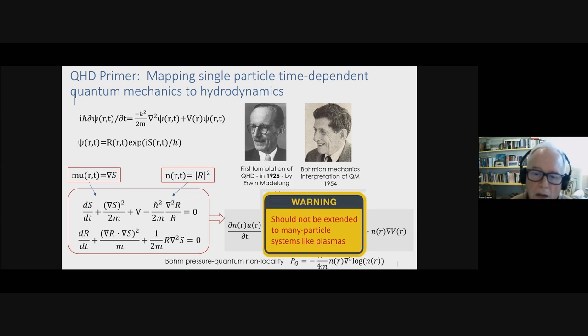So a caveat here is that everything we've talked about is for single particle quantum mechanics. It should not be extended as is to many particle systems like plasmas. And you will find in the literature for the last 30 years, people are doing that, where they will take this set of equations and just apply it directly. And so you have to be careful. So buyer beware.